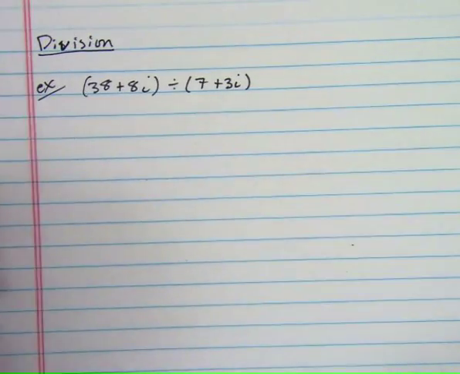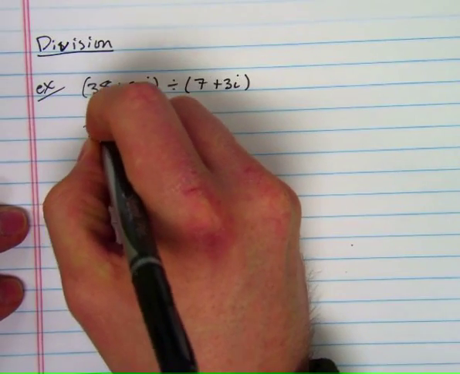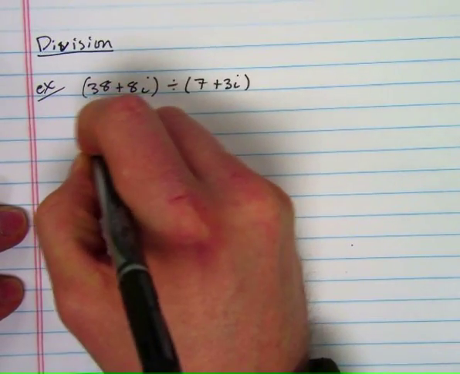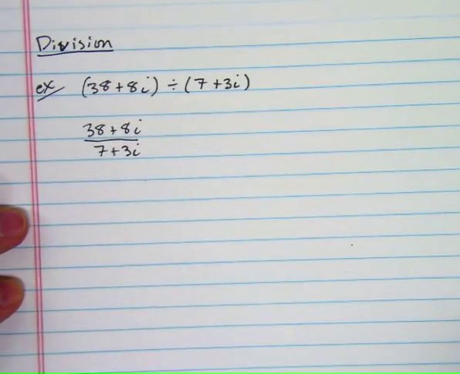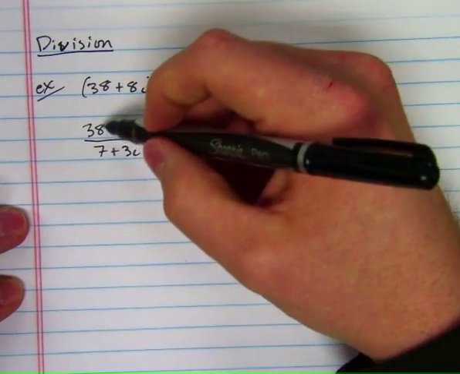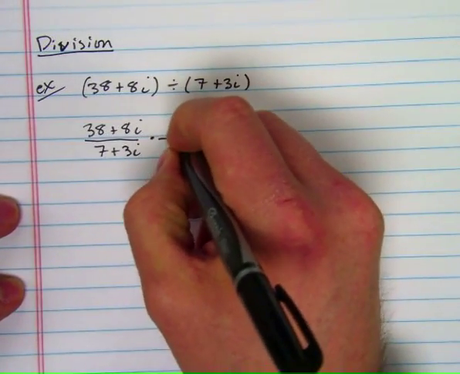Okay guys, we're going to divide again and then I'll give you try problems. We want to just do one more example. So I can write this as a fraction. And guys, we cannot just divide these things. We have to do the conjugate trick.